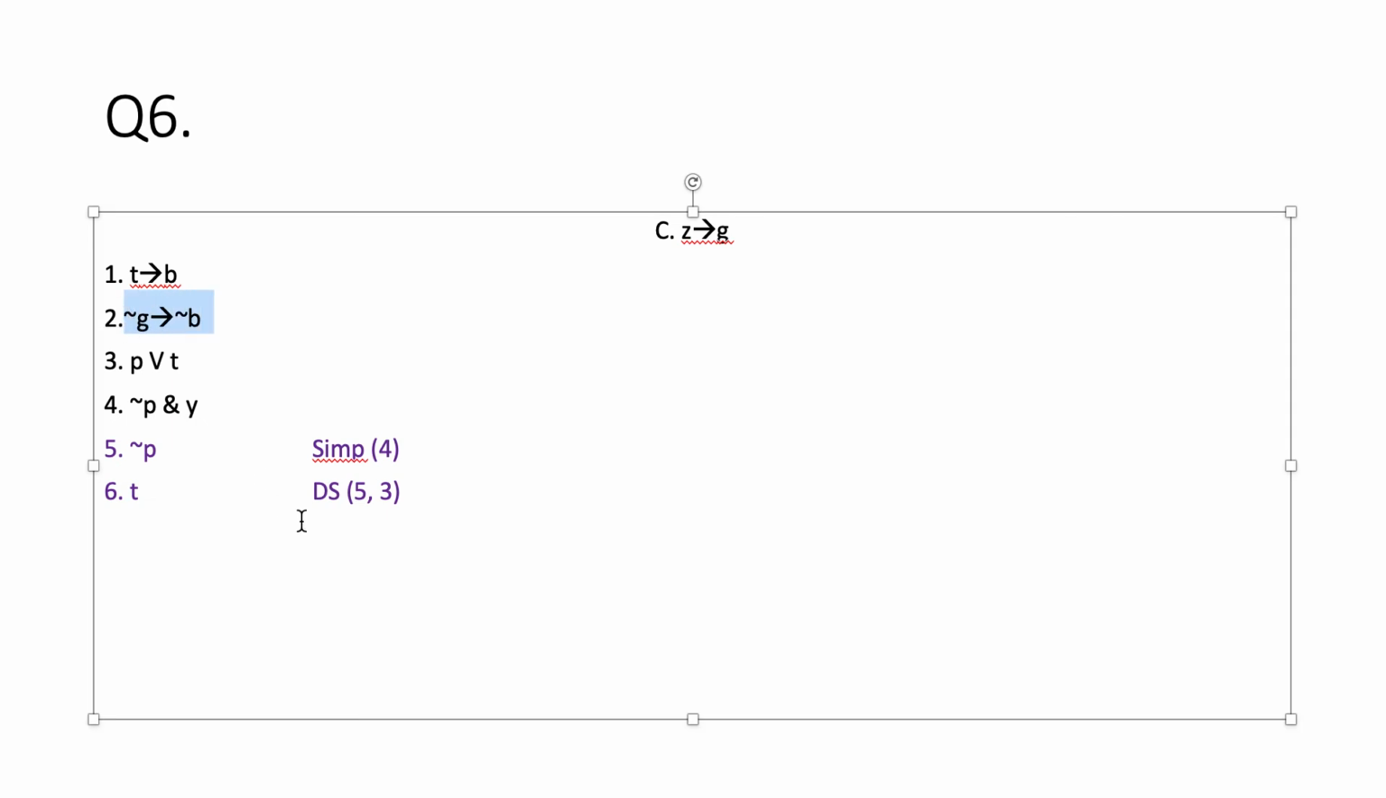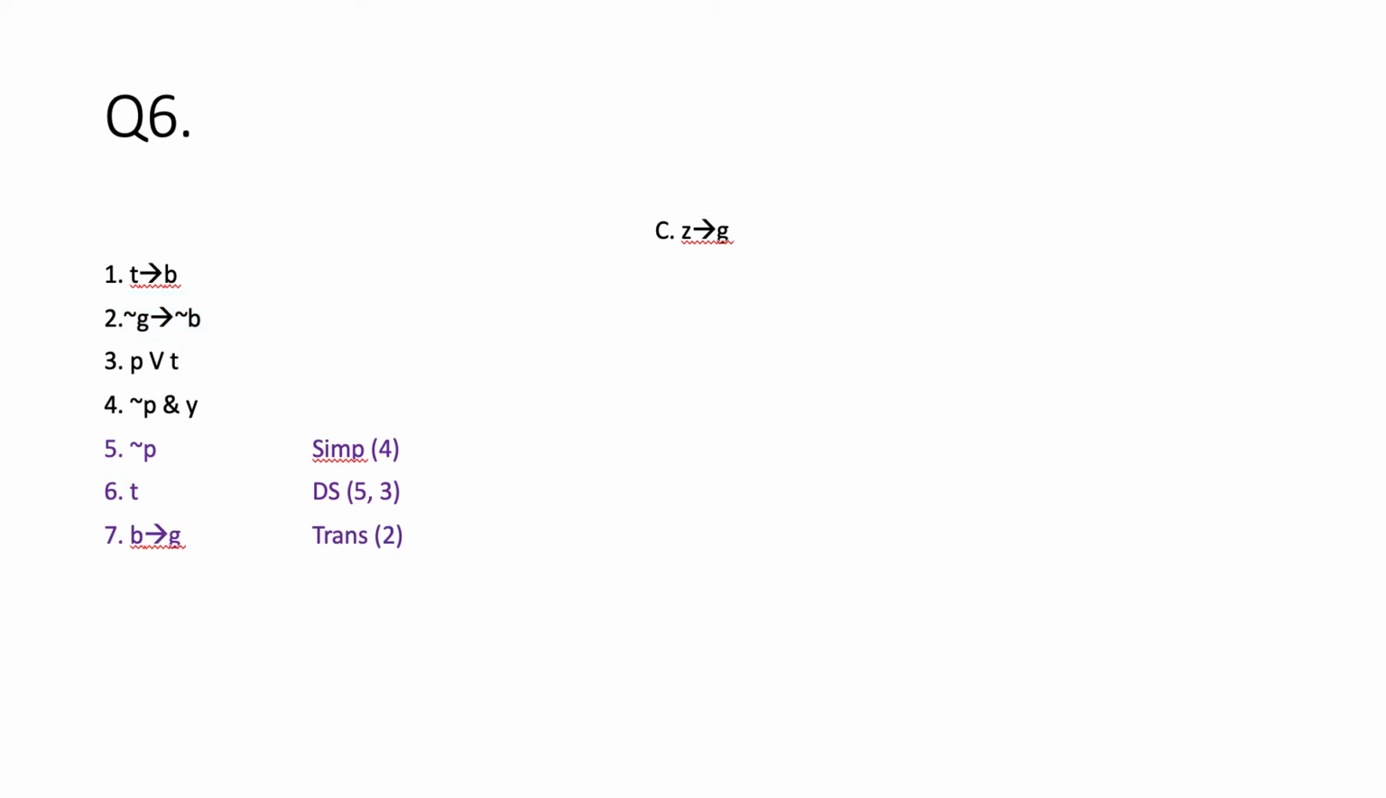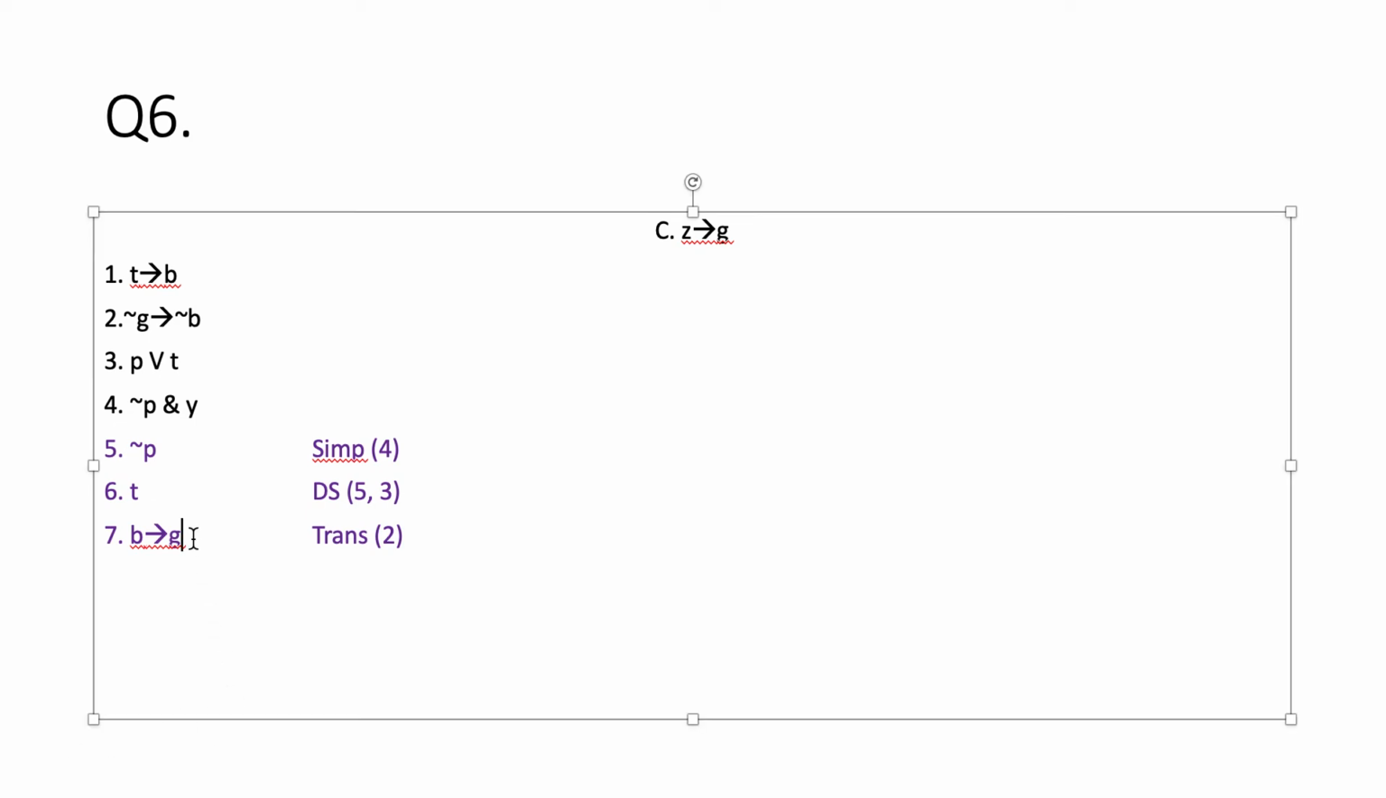Now I look at my other premises. I'm going to just do transposition on that, get rid of the negations. Transposition on 2. And then I see that I have the materials on line 1 and line 7 to do a hypothetical syllogism, because the antecedent here is the same as the consequent here. So I'm going to get if T then G.